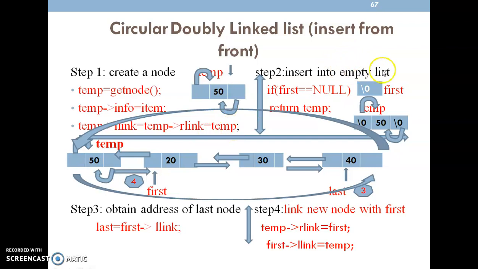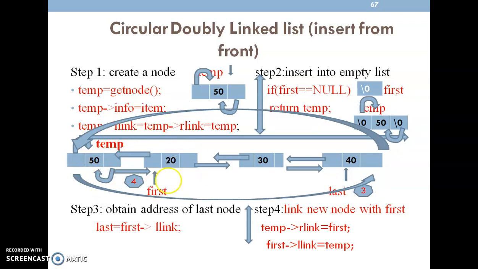Then insert into an empty list. If first equal to null, the list is empty. Whatever new node is created is the only node in the given linked list. At that time you have to return temp here. Then I'm going to insert the element at the front end. That is, temp will be added at the front. What do we have to do for that?